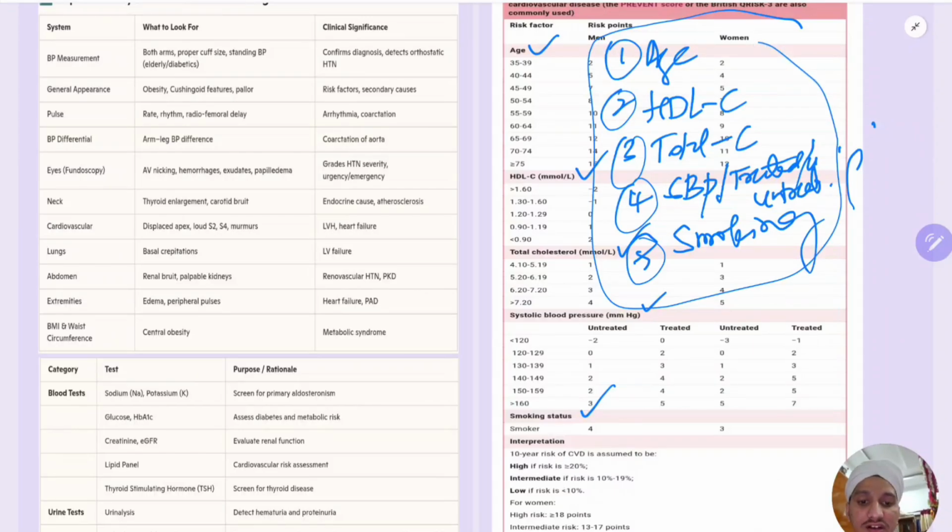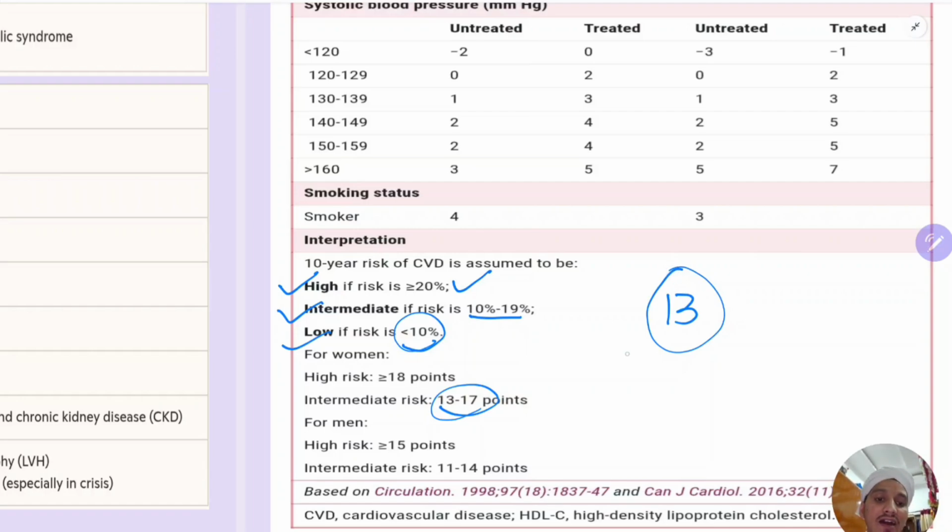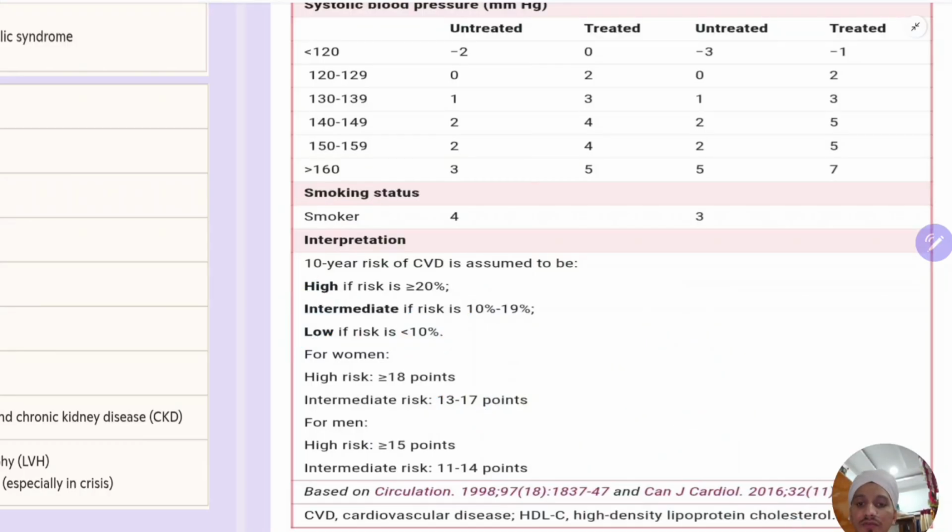According to the Framingham risk score, points are grouped as more than 13, 13 to 17, and more than 18. High risk is considered if it is more than or equal to 20%. Intermediate is 10 to 20%, if the patient has 13 to 17 points. Low is less than 10%. So any patient having at least 13 points will have more than 10% cardiovascular risk, and you will deal with the patient accordingly. So that is about the risk.